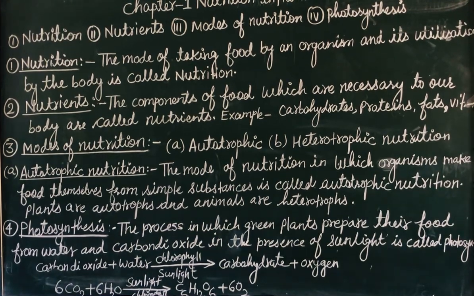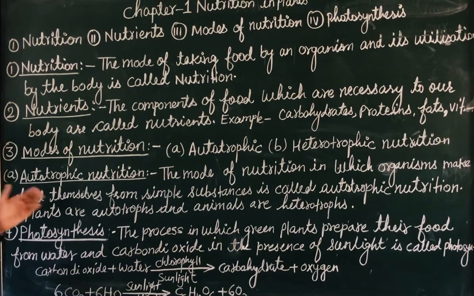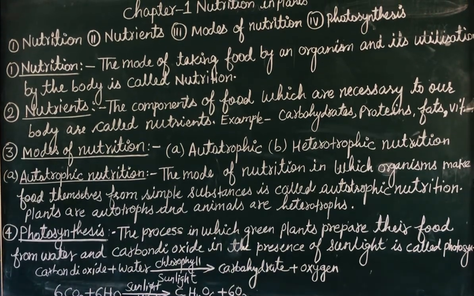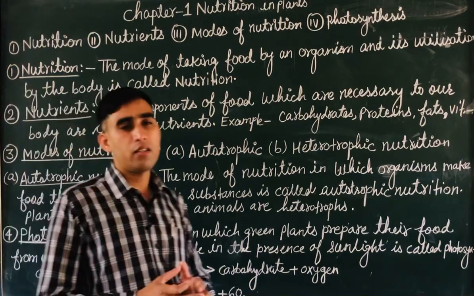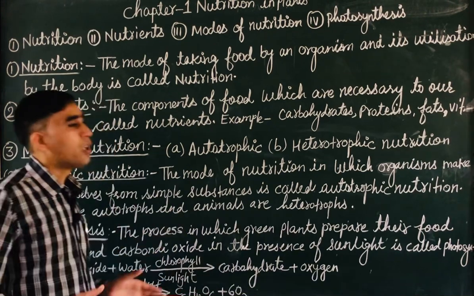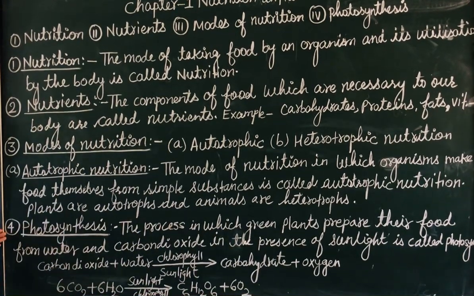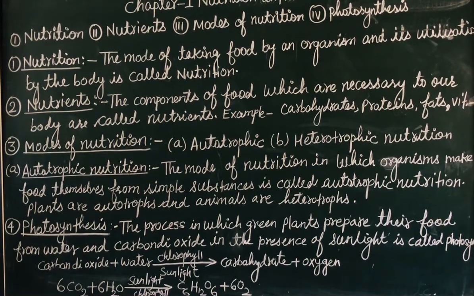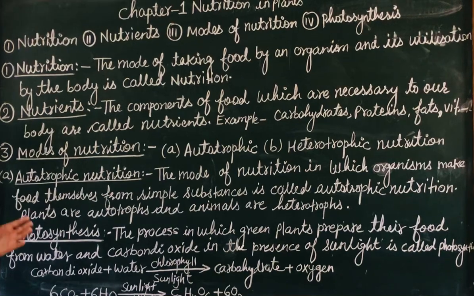Now the question in our mind is: we are saying that in autotrophic nutrition living organisms prepare their food themselves, but how do they prepare it, and what are the things they require? We will discuss it in detail. In plants, we know that the food is prepared by the leaves.